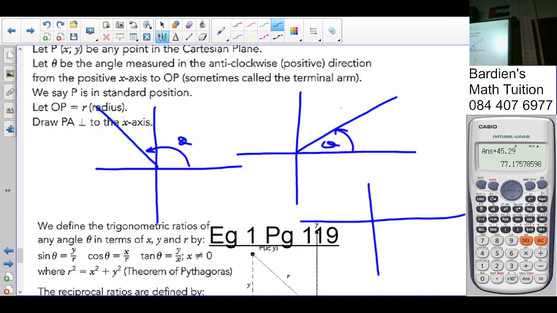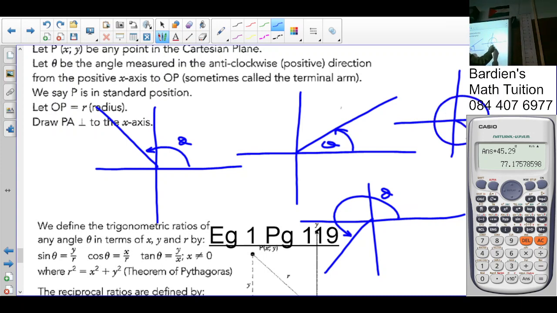Quadrant 3. From the positive x-axis onto the terminal arm is your theta angle. Can you see that, people? Quadrant 4. Can you see that, people? These are your two examples of reflex angles. You all okay with that?